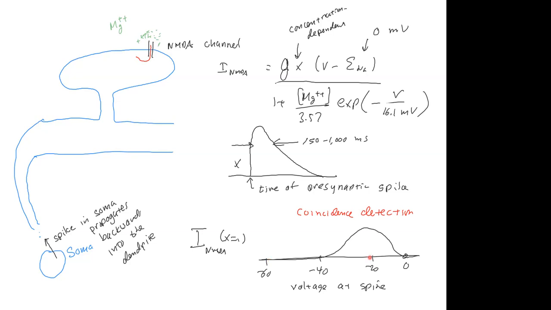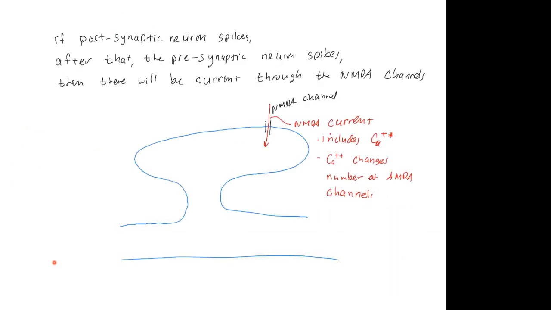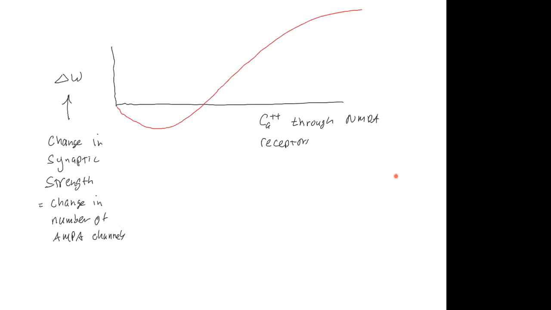If the voltage in the spine is too high, nothing happens either, because it goes past the reversal channel potential. But this sweet spot around minus 20 is where there is NMDA influx, okay? And that requires a spike at the soma to happen. And when that happens, there's NMDA current, it includes calcium, the calcium binds to receptors and initiates a complicated process that eventually can either insert AMPA channels or delete them, okay? And the amount of AMPA channels depends on how much calcium is in there, okay? A little bit actually reduces synaptic strength. A lot increases synaptic strength. Okay, that's the picture.